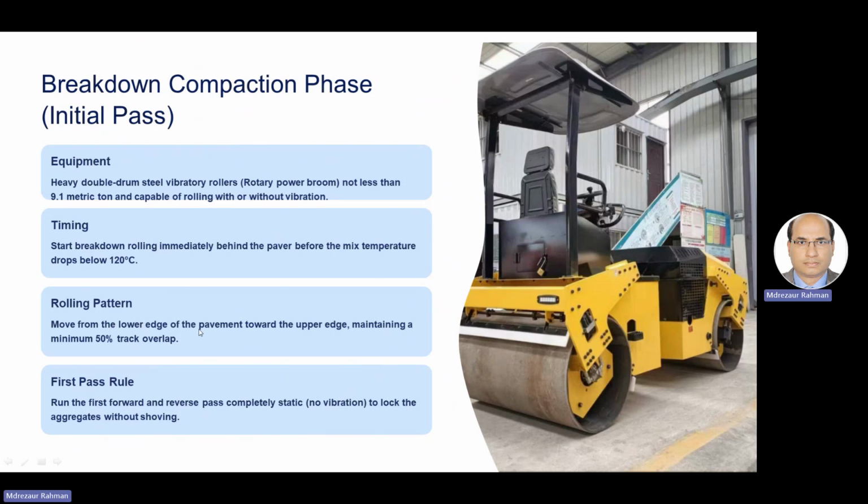And when we roll from one length to another length, it should be 50% overlap. For example, if you roll and then go again, 50% should overlap. And the last one is very important: when first compaction starts, it will be without vibration. Then the second time it will be with vibration. First rolling should be without vibration.